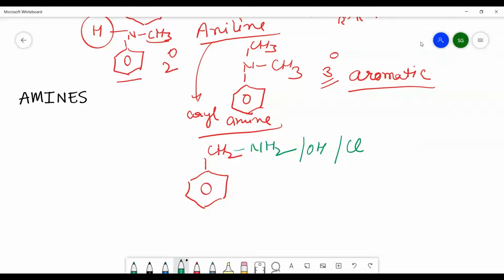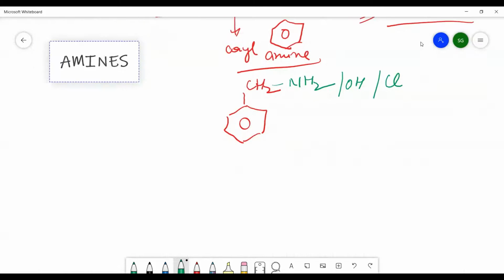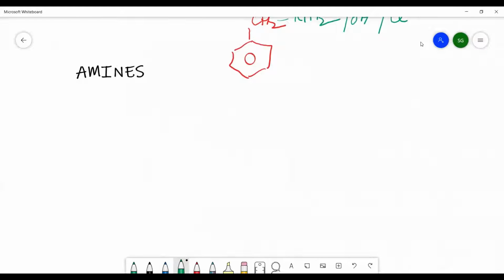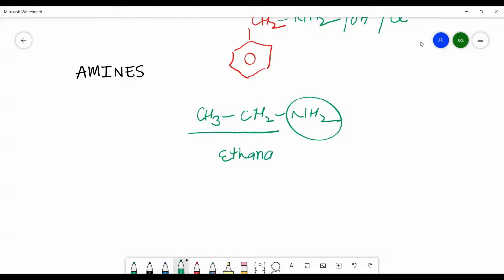Now, we will discuss the nomenclature of amines. The amines have a very simple nomenclature. Suppose you have this kind of molecule. It is a very simple molecule. Two carbon atoms, meaning an ethane molecule, are there and the NH2 group is present. So this will become ethanamine, or we can say ethane-1-amine, because it occupies the first position on the carbon atom.